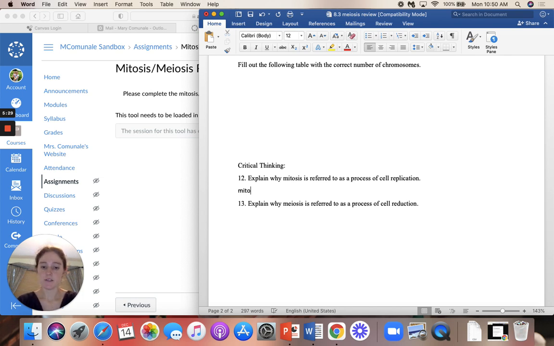Explain why mitosis is referred to as a process of cell replication. Well, mitosis produces genetically identical daughter cells. Explain why meiosis is the process of cell reduction. Meiosis cuts the number of chromosomes in half.